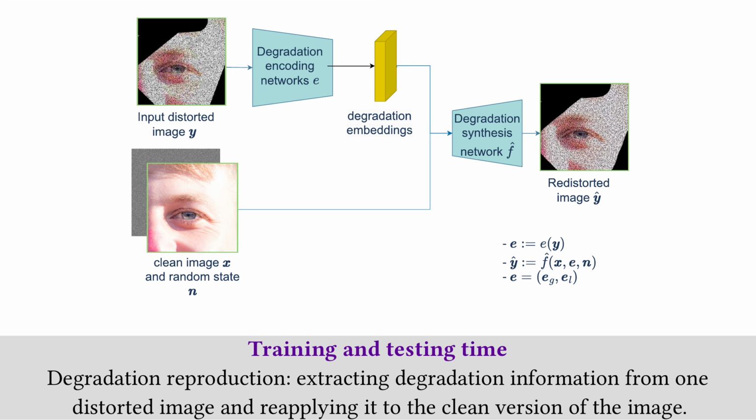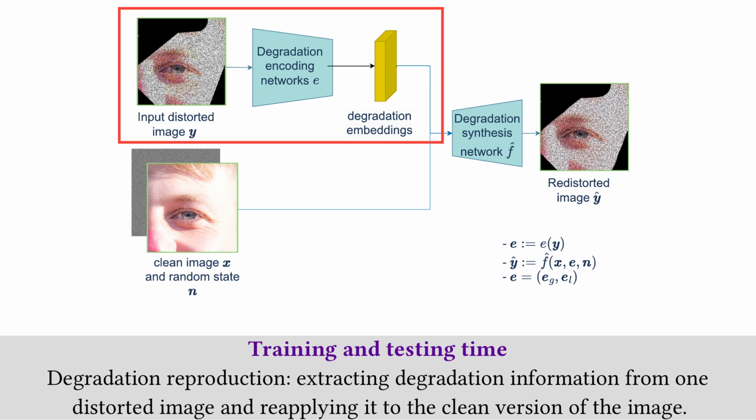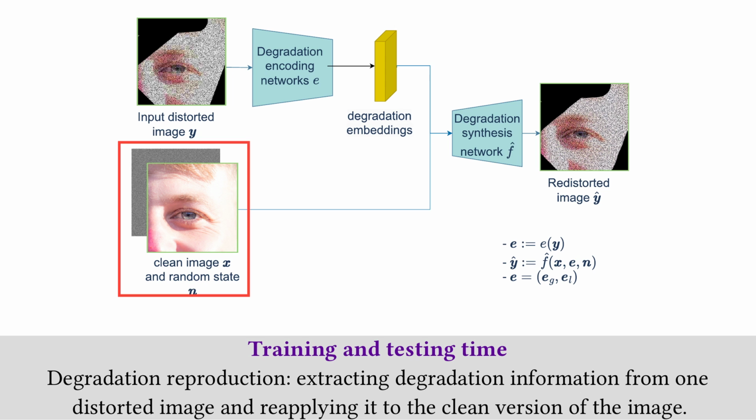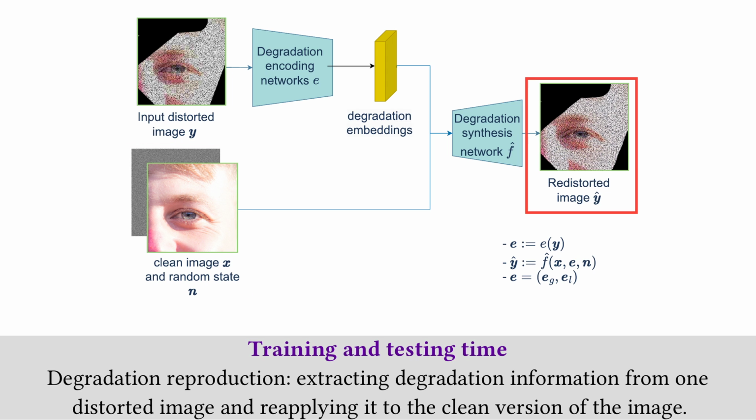Our model is trained to extract degradation information from one distorted image and reapply it to the clean version of the image. The result is a perceptually indistinguishable image from the original distorted image.